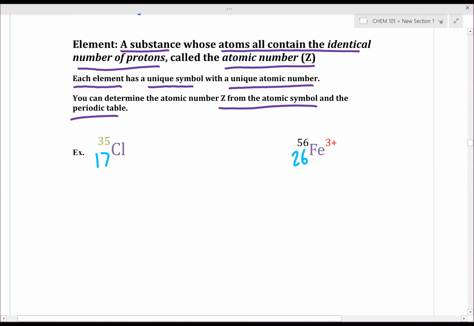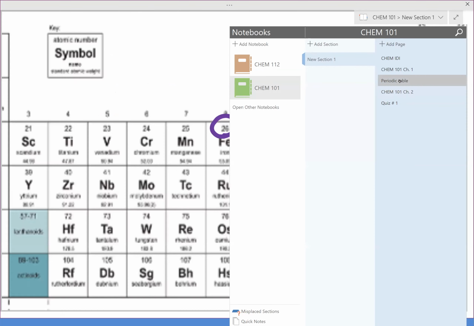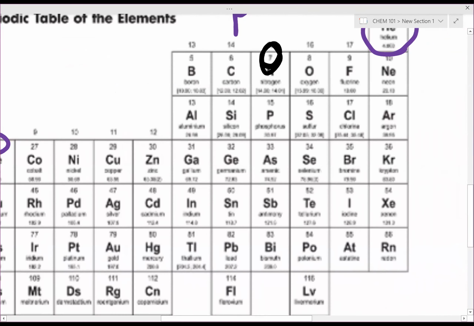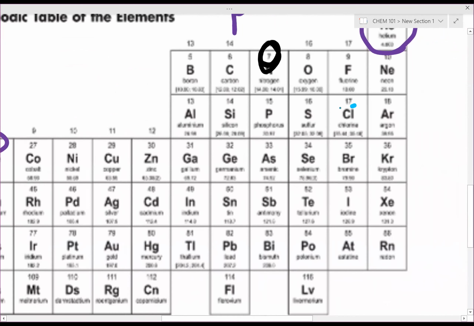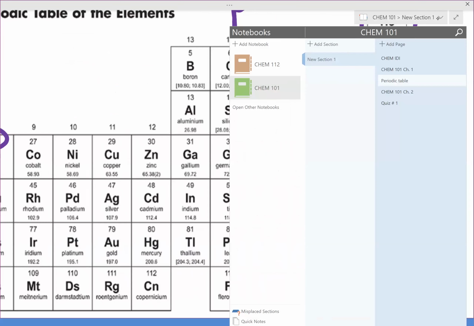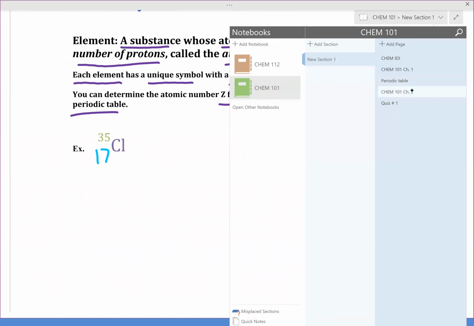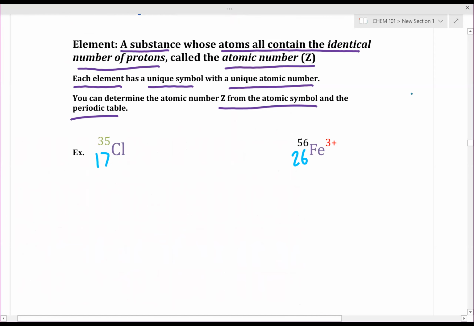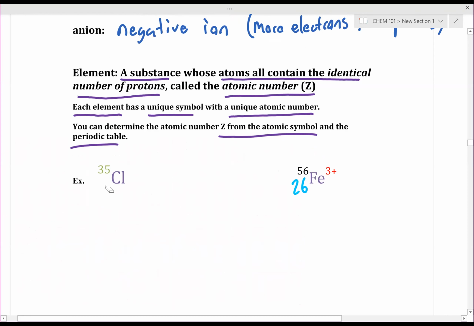So let's show how we obtain that. If we flip to our periodic table and we go to chlorine, what is the number above chlorine in the periodic table? 17. That's the atomic number. There we go. We found it using the periodic table. Perfect. So we know that chlorine has an atomic number of 17, and chlorine has 17 protons. Iron, with an atomic number of 26, has 26 protons. Perfect.